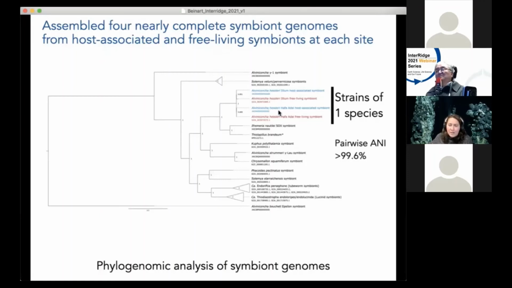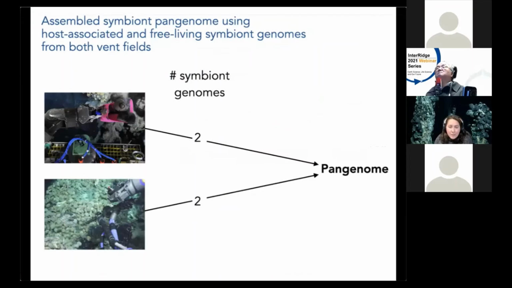When we look at the average nucleotide identity of the genomes, the pairwise identities are all greater than 99%, indicating that these are strains of one bacterial species. So we have these 4 symbiont strains from different lifestyles and different vent fields. With these symbiont genomes, we were again able to create a symbiont pangenome: 2 symbiont genomes from the tissues and 2 from the environment, together making one pangenome that we can use for population genomics.